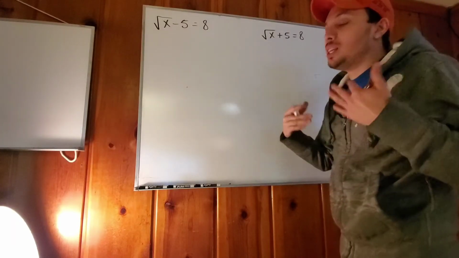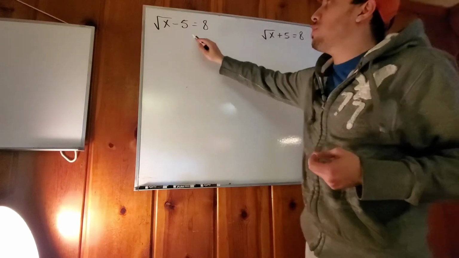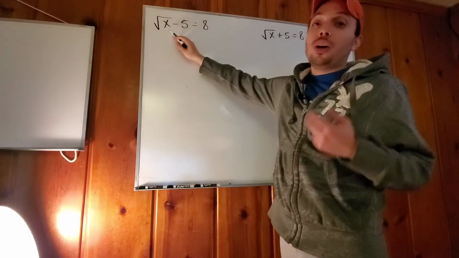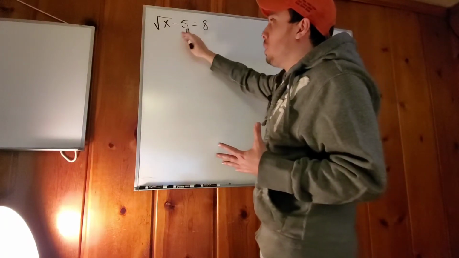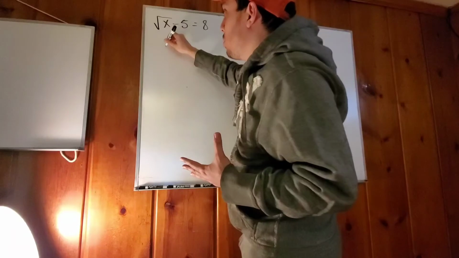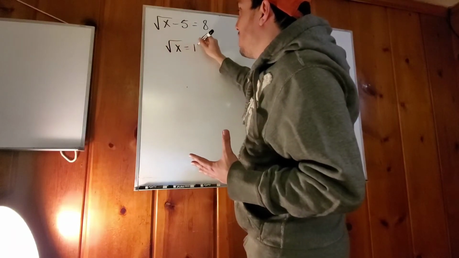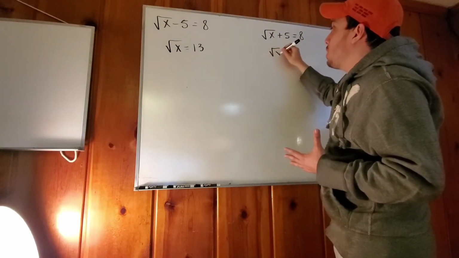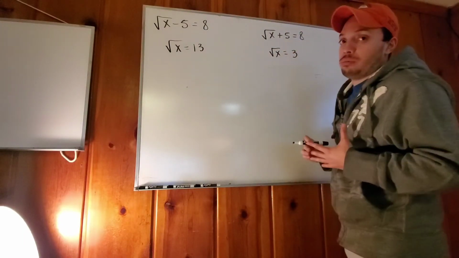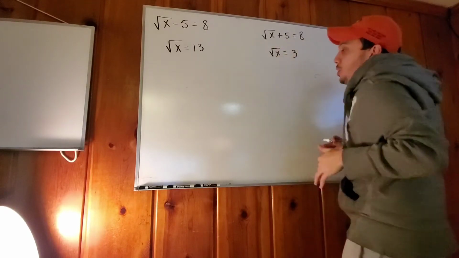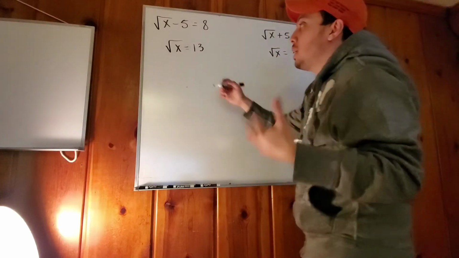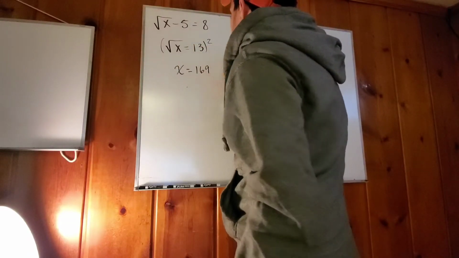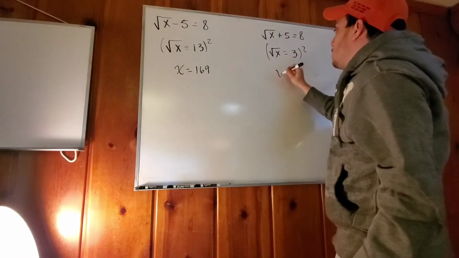So the first thing is we cannot square right off the bat. We have to get rid of the number that is right next to the square root of the variable. And so in here, we're going to add 5 to this side. And so it's going to be square root of x equals 13, because 5 plus 8 is 13. And in here is going to be square root of x equals 3, because we subtracted 5 on both sides here. So you have to be careful about that. Now we're going to square both sides. And so x is going to be 169 in here. And if we do it here, x is going to be 9.